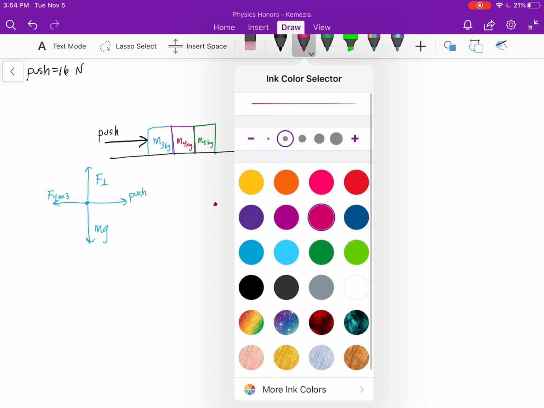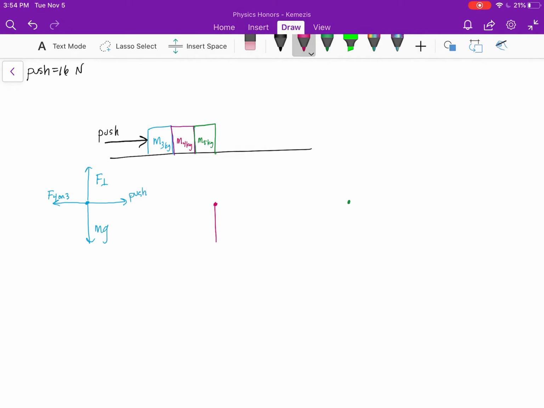We can go from the 3 kilogram one to the 4 kilogram one. Again, we have mg down, we have normal up. And in this case, the 16 Newton push itself is not pushing on the 4 kilogram box, but it's the interaction of the push from box 3, right? So F3 on 4. And then there's also a push happening in the opposite direction of 5, force 5 on 4. Okay, and this is what's responsible for the motion of that one.